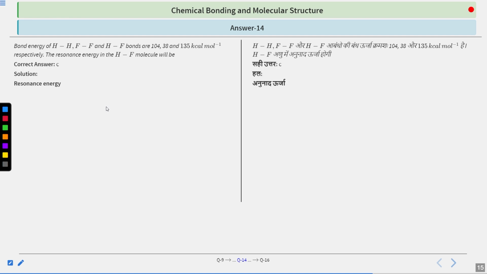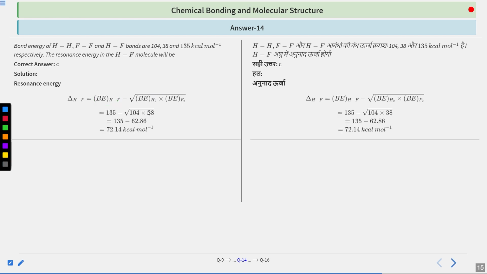How will we solve it? What is resonance energy? If you are calculating the resonance energy, it is given by the bond energy of HF minus the root of the bond energy of H2 into the bond energy of F2. So this is the extra stabilization energy that is gained upon resonance. You can see that this is the bond energy, and in this way we are cutting it off by taking the root also. We're taking the root because the product would otherwise result in a square.